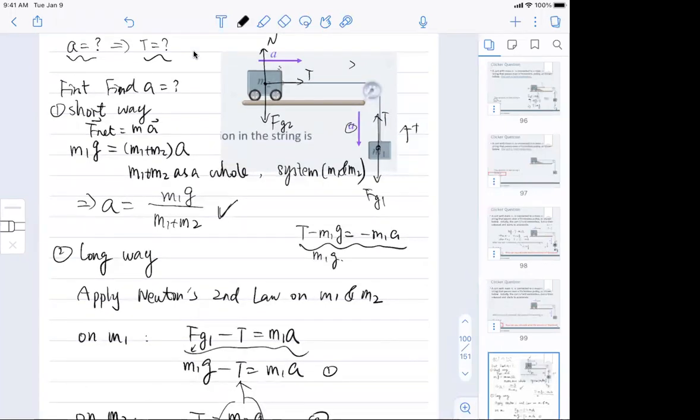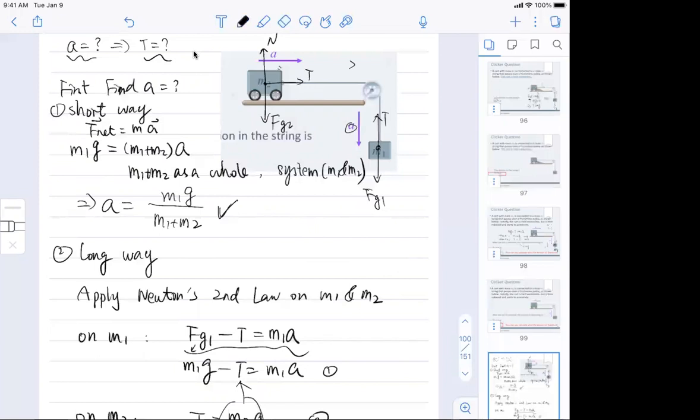So M1G minus tension is M1A. No matter how you define your positive or negative axis, you get the same result. Does that make sense? Yes. Okay, all right, so you can define whichever direction to be positive, but just be careful with what is positive or negative with your quantity.